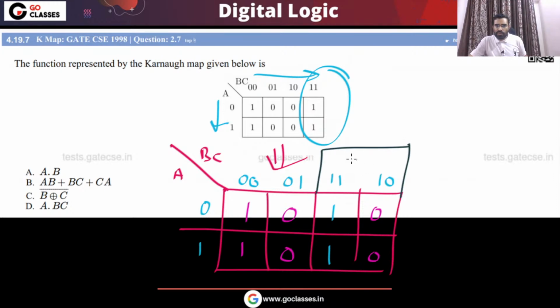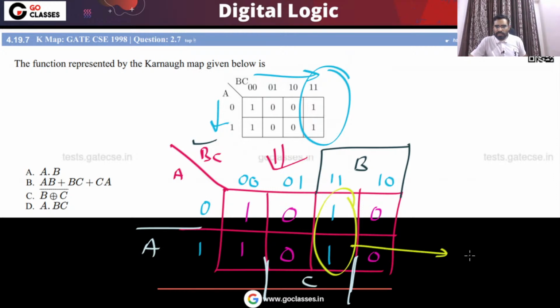You can notice this is the area of B. Okay, this is the area of B. And this one is the area of what? This is the area of C. And this is the area of A. Okay, so finally your answer will be like this: you can capture this, and this will be in the area of B and in the area of C.